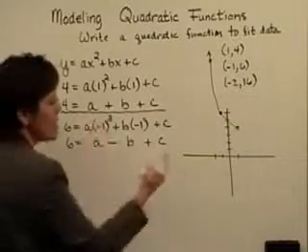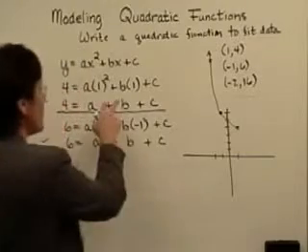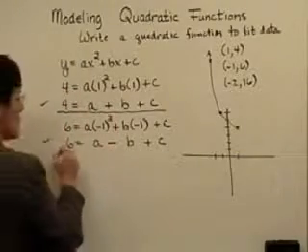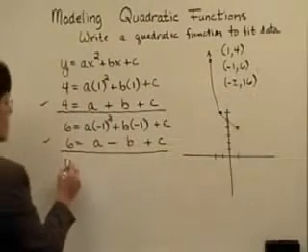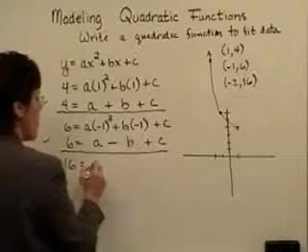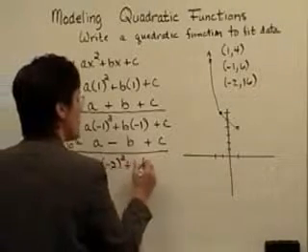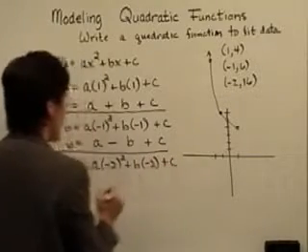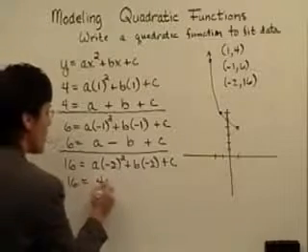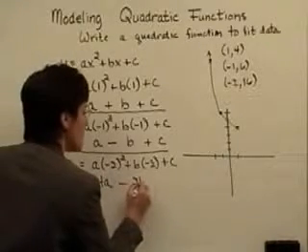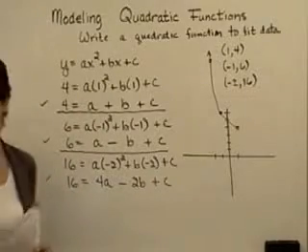I can't solve linear equations in multiple variables until I have an equal number of equations. So I have 2 equations right now with 3 unknowns, so I've got to create a third equation. So for y, I'm going to substitute in a 16. For x, I'm going to substitute in a negative 2. I've got to square that. Plus b times x, which is a negative 2, plus the constant c. And now a negative 2 squared is 4, so I have 4a. A negative 2 times b is minus 2b, plus the constant c, and I now have my third equation.